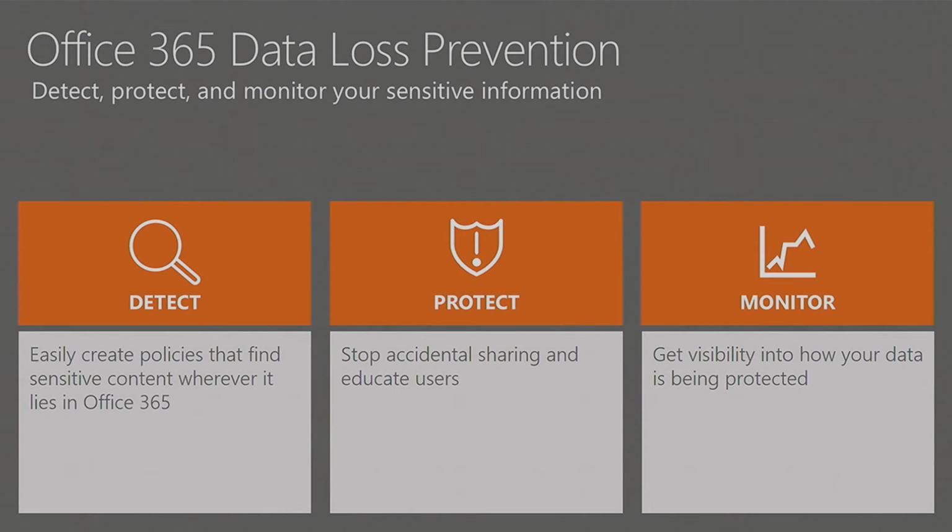All right. So at a very high level, I think we've kind of shown you a lot for DLP today, how we focus on detection, protection, and monitoring. So that detection, we showed you very easily how you can create policies that can find your sensitive content wherever it lies in Exchange, SharePoint, and OneDrive. On the protection side, we showed that you can stop that accidental sharing and educate those users through those policy tips. And last but not least, that monitoring, giving you the great reporting so that you can look at that and see how your policies are performing and then fine-tune them as appropriate to get the results that you're looking for.